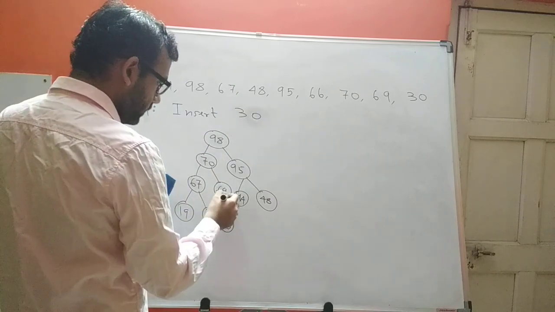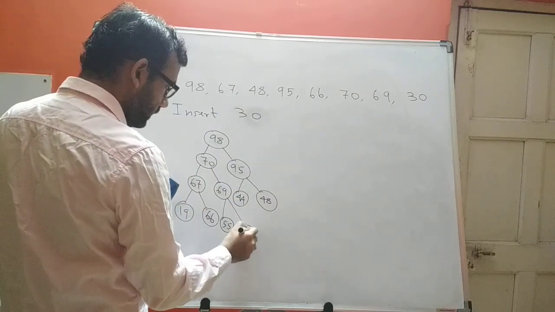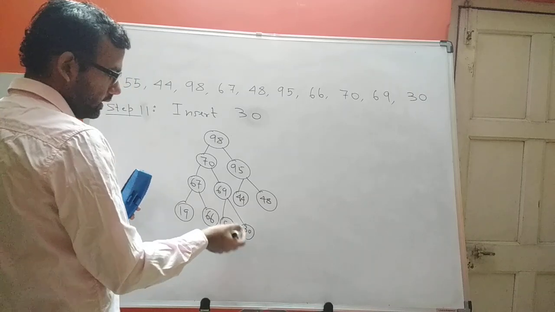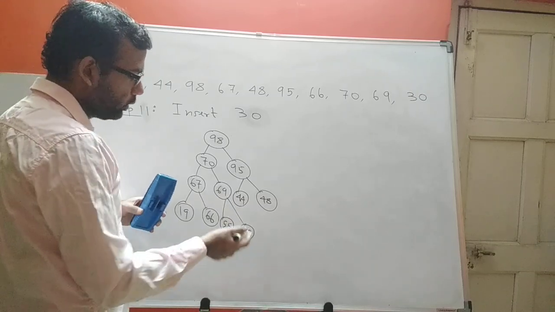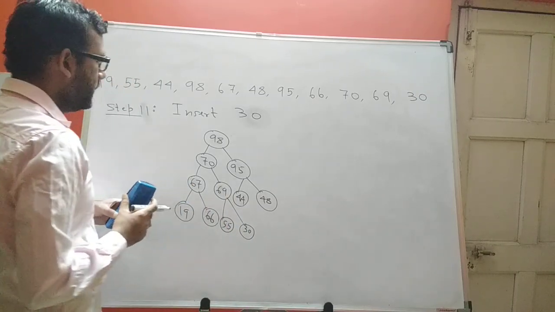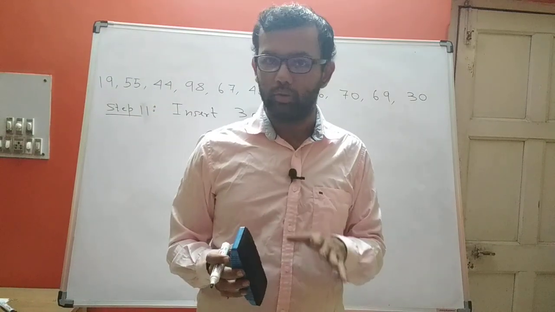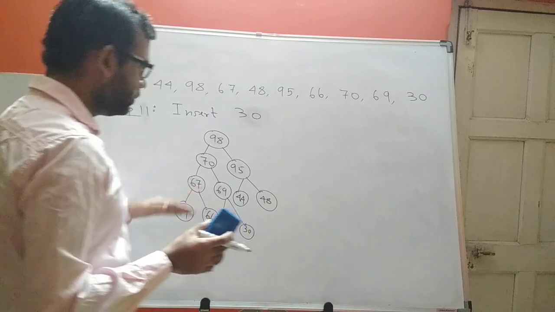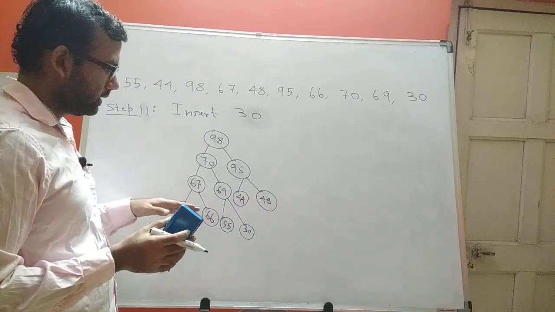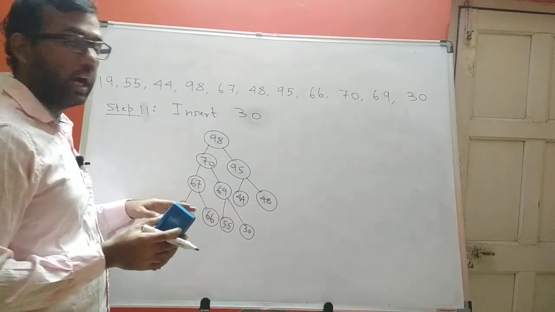Now where would 30 go? 30 would go to the right of 69. Now since 69 is greater than 30, I don't need to swap. So I'll stop here. Now this is how you would build a heap, by repeated insertion of the nodes. Now what I would do is I would take this question further and show you how heap sort works.